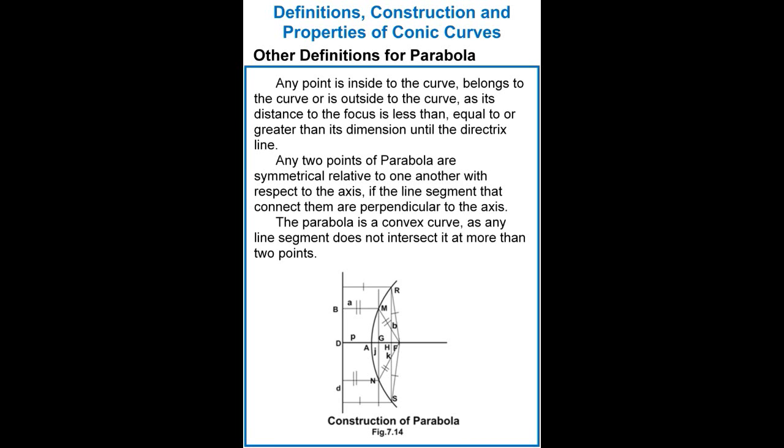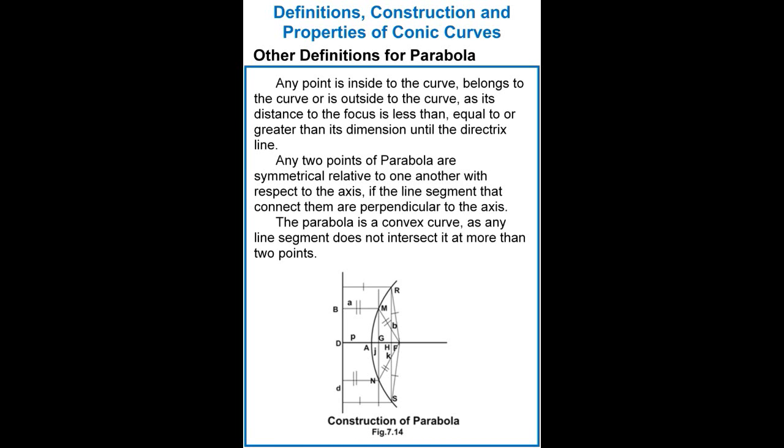This last slide of this course of Basic Geometry presents some additional definitions concerning the parabola. A first definition says that any point is within the curve, belongs to the curve, or is outside the curve, according to whether its distance to the focus is less, equal, or greater than its distance to the directrix of the parabola curve D. The second definition says that any two points in the parabola are symmetrical with respect to each other with respect to the parabola axis, if the line segment connecting the points is perpendicular to the axis.